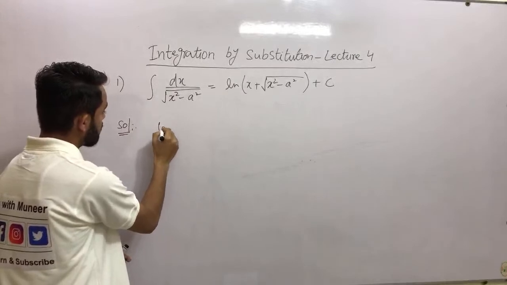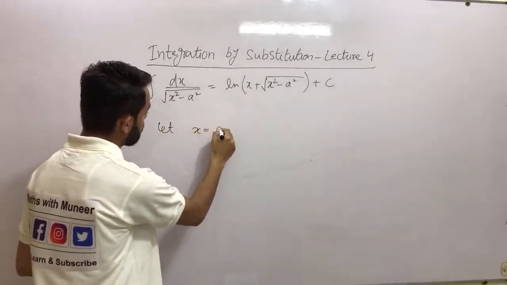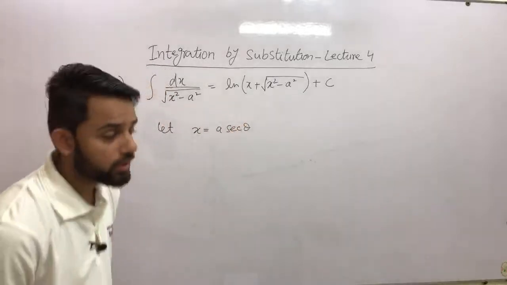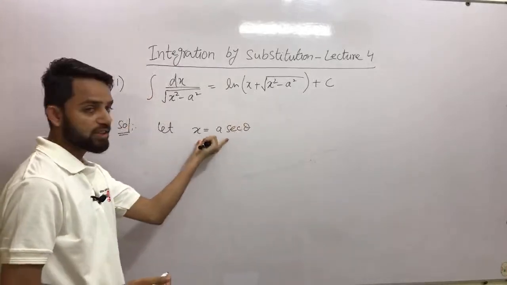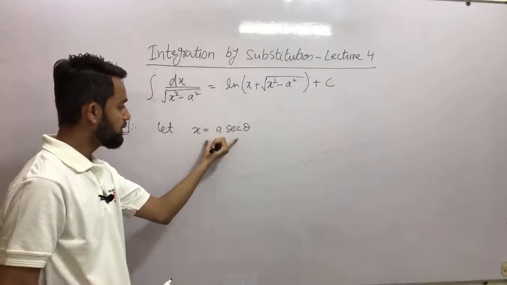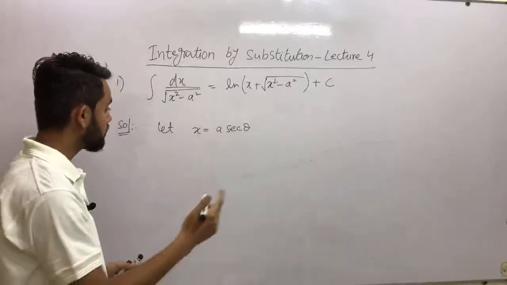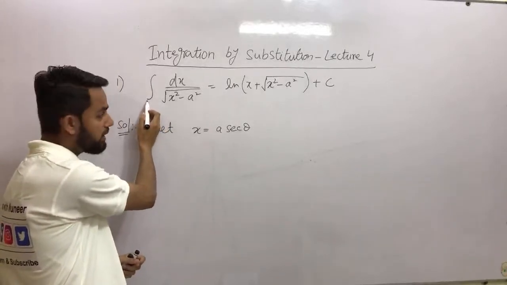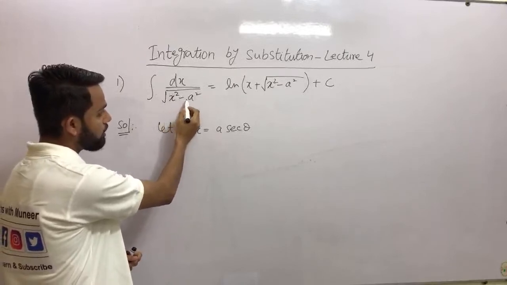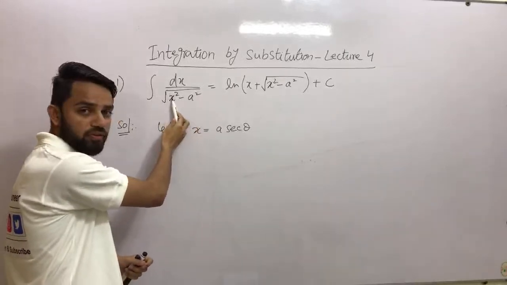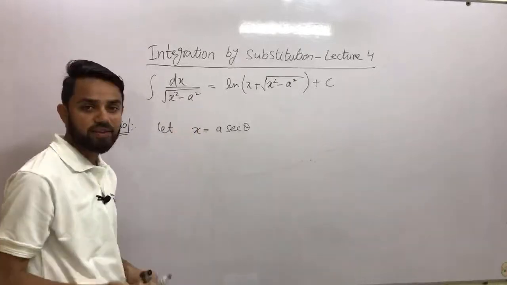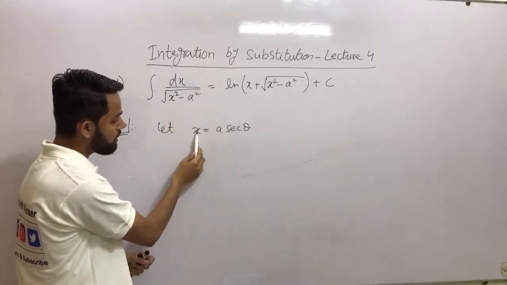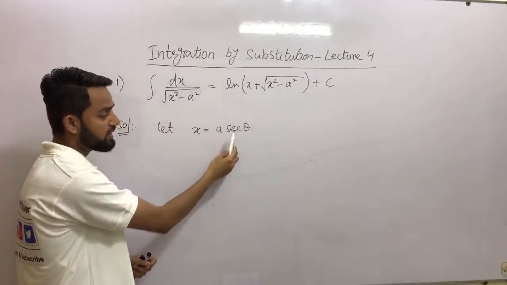So I'm going to begin with this question, and here we are going to do the substitution. The substitution we are going to use is: let x equal a secant theta. Let me give you a quick explanation of why we can use this and how we will know that we need to take this particular substitution. Whenever you have an integral with the square root of x square minus a square, where x square is your first value and a square is your second value, in these types of integrals you are always going to plug in x equals a secant theta.